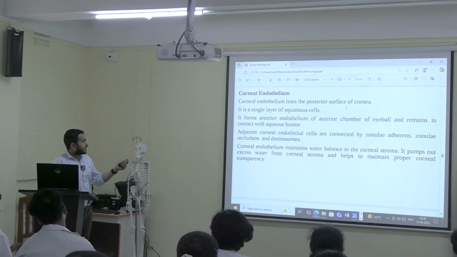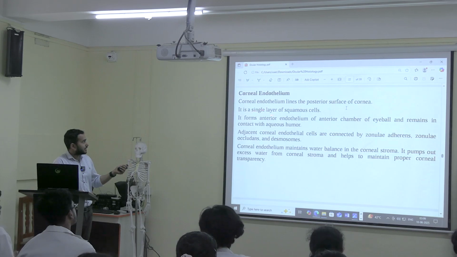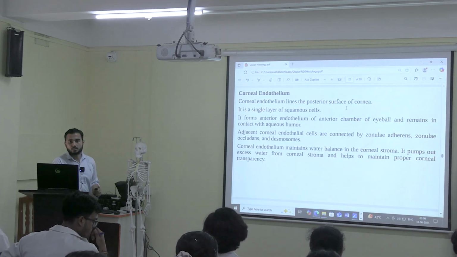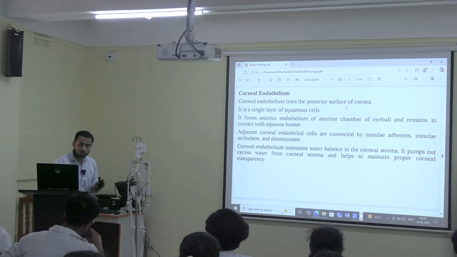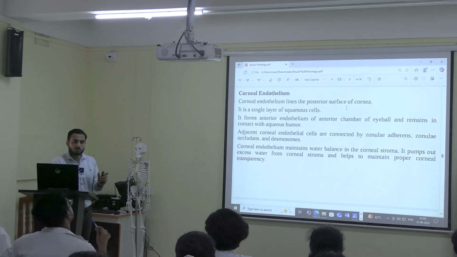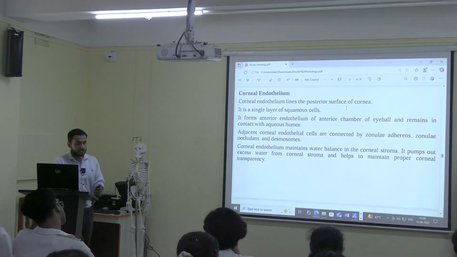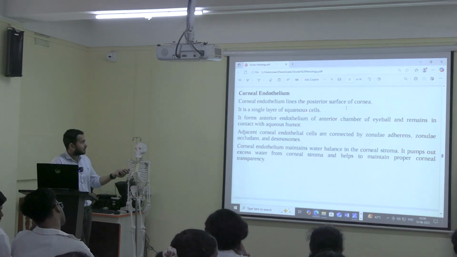Okay, so corneal endothelium lies on the posterior surface of the cornea. See, it is made up of a single layer of squamous cells. So anywhere in our body, wherever you get this particular word endothelium, what does it mean? Simple squamous epithelium will be there. As you can see here also, simple squamous epithelium is there.